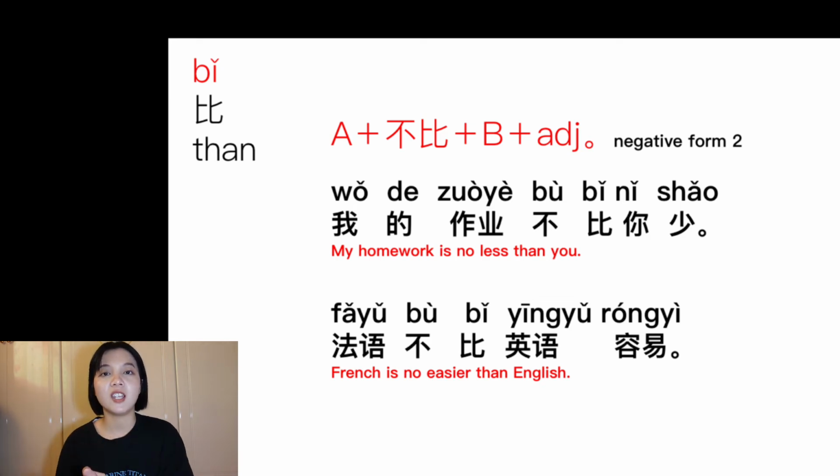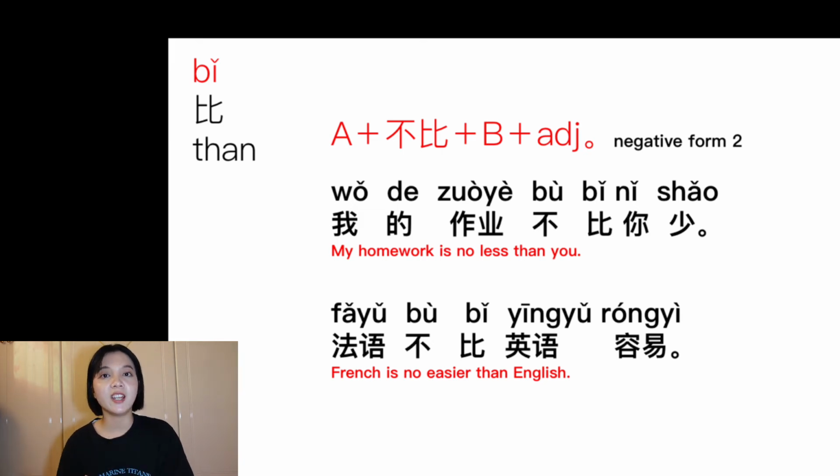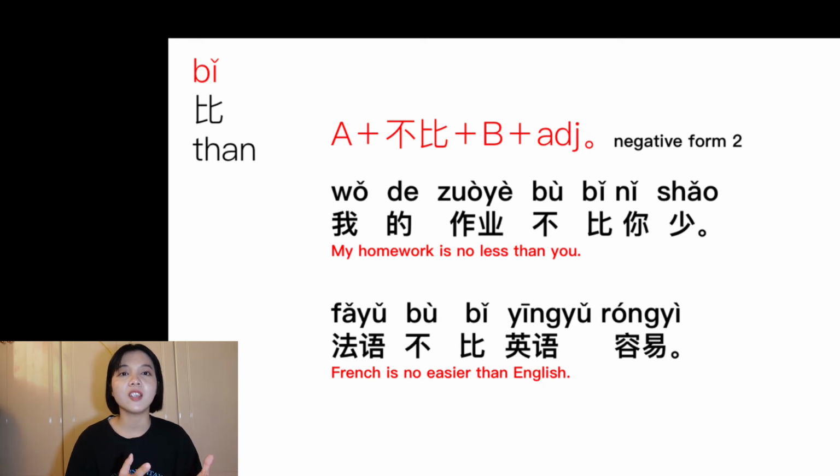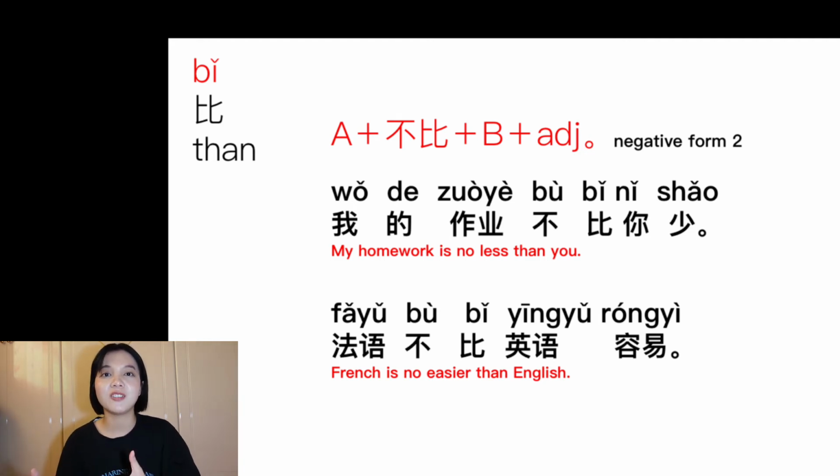Sentence 2, 法语不比英语容易. 法语 French, 英语 English, 容易 easy. So it means French is no easier than English, which means I think French is just as difficult as English, or I think French is more difficult to learn than English. So there's two possibilities, you got it?